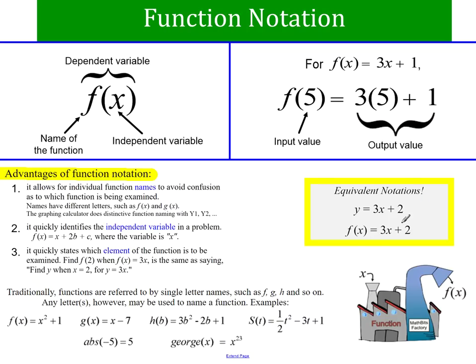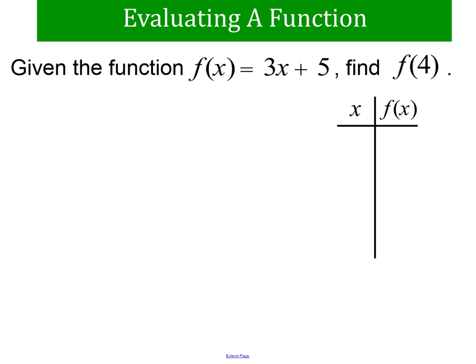Something to keep in mind, these are two equivalent notations. Slope-intercept form on the top, function notation on the bottom. They mean the same thing. y and f of x are interchangeable. Okay, so let's start by evaluating a function. These are the extra skills that I want you to do in this section. So you're given this function, y is equal to, or f of x is equal to 3x plus 5. Find f of 4.